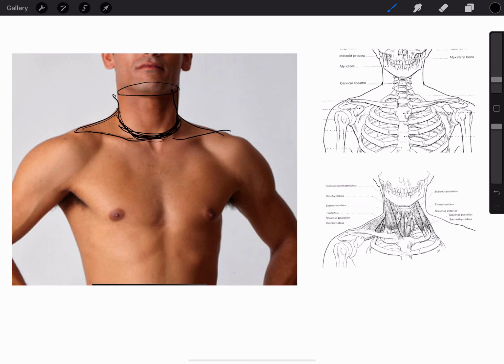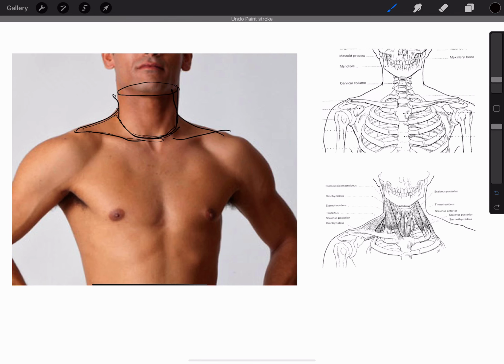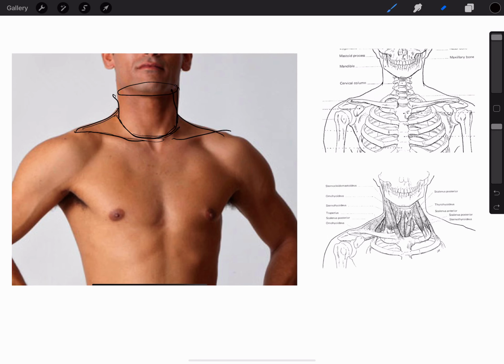And of course, we have the interruption of the thyroid cartilage and the tracheal cartilage here as well that breaks up that cylindrical nature of the neck. And remember that we always have the sternocleidomastoid muscles on either side. So let's talk a little bit about the clavicle first, as we look at this shape here.